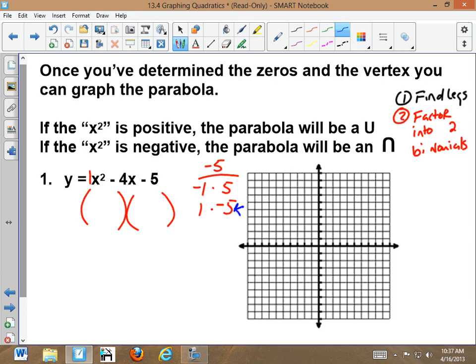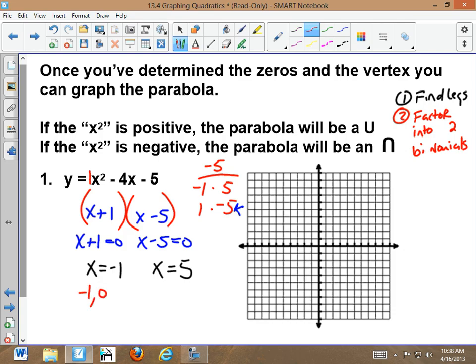Positive 1, negative 5. x plus 1, x minus 5. Now I take these and set them equal to 0: x plus 1 equals 0, x minus 5 equals 0. Now I solve for x. x equals negative 1 and x equals positive 5. Nothing new here, we've already done this. So my legs are (-1, 0) and (5, 0).